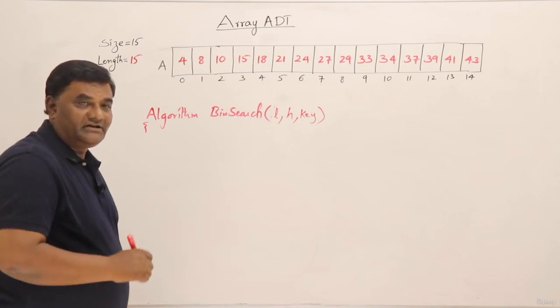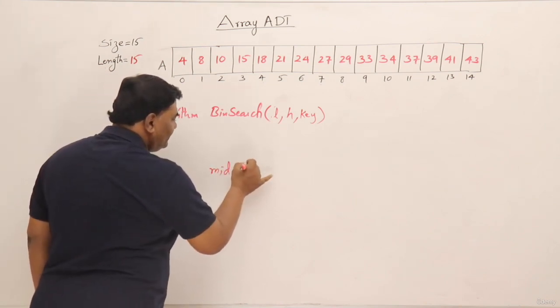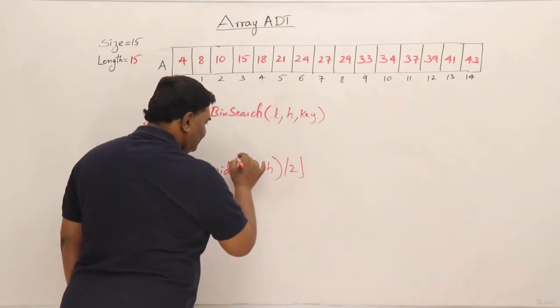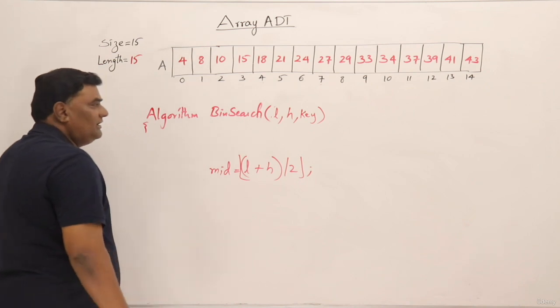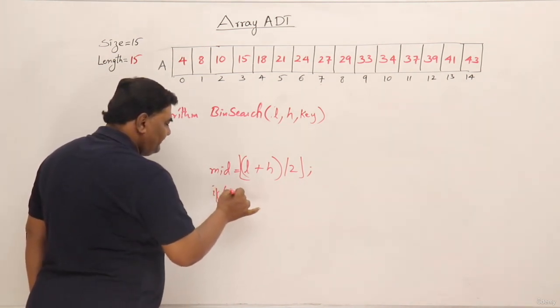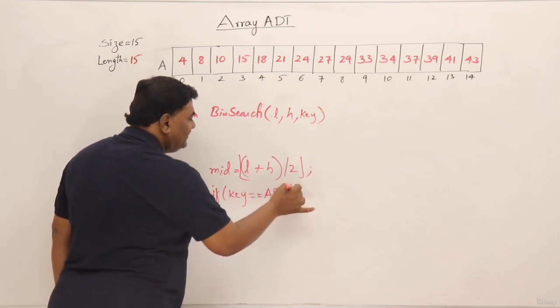Then what were we doing every time? We were finding out mid. Mid is low plus high divided by 2, and we have to take the floor value. Then we were checking whether the key is present at A of mid. If key is equal to A of mid.